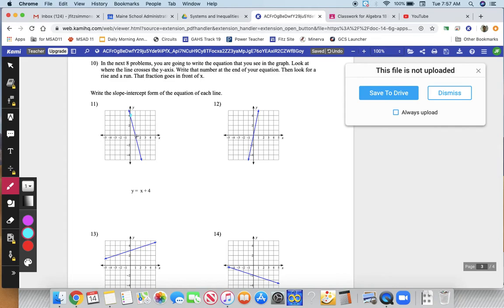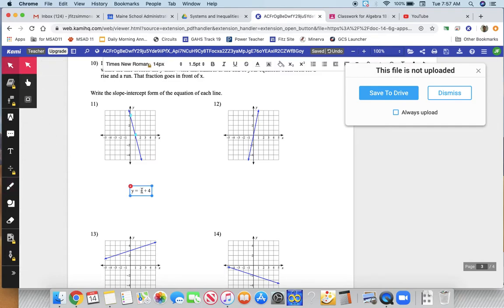The next clean point I see is right here on the x-axis. It crosses at 1. And if I look at that slope, I'm going 1, 2, 3, 4 down. So I've got to have a negative 4 for my rise. And then I'm going right 1. So if I'm typing my answer into this, I have to have a negative 4 on top of my fraction.